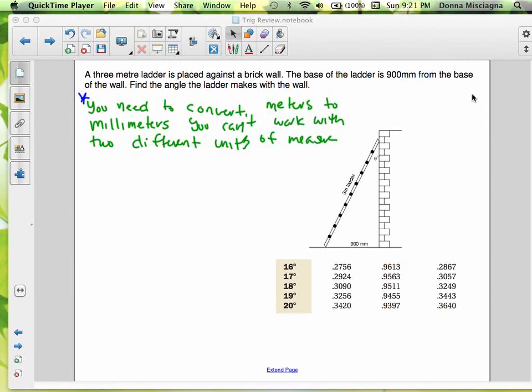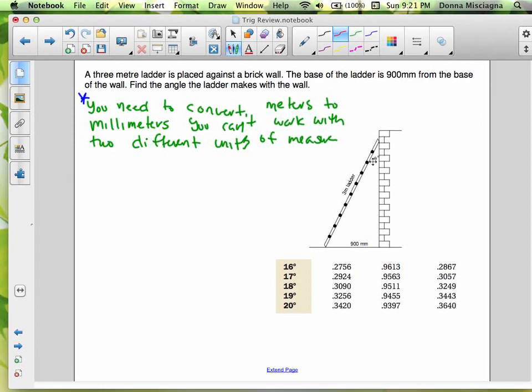So now let's figure out which trig function this would be. Right, so here's theta. We know the opposite is 900 millimeters. We know this would be the right angle. The hypotenuse is the 3-meter ladder. Who uses opposite and hypotenuse? Well, that would be sine. So sine theta equals opposite over hypotenuse.